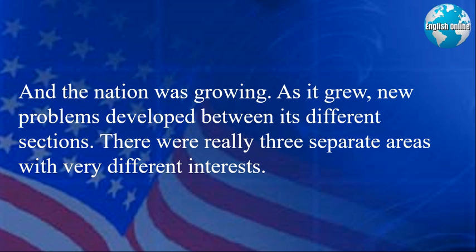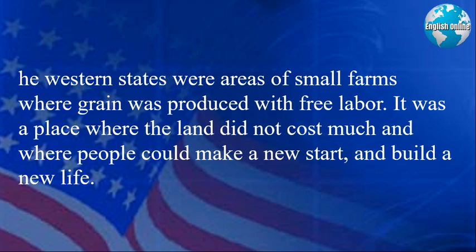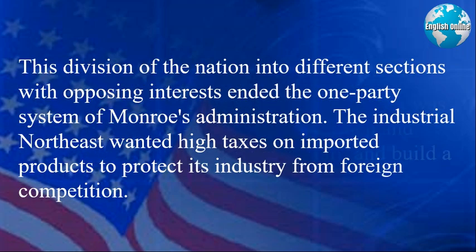There were really 3 separate areas with very different interests. The northeastern states had become the industrial center of the nation. The southern states were agricultural, with large farms that produced cotton, rice, and tobacco. Much of the work on these farms was done by slave labor. The western states were areas of small farms where grain was produced with free labor. It was a place where the land did not cost much and where people could make a new start and build a new life.